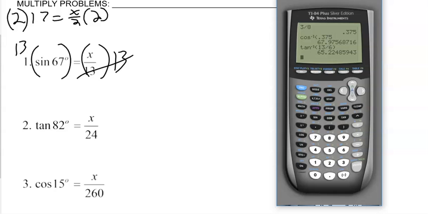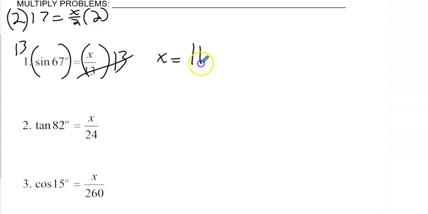And we can type that in our calculator. We can type in 13 times sine of 67. Or if you want, you can just do sine of 67 and get that answer and then multiply by 13. Same thing. So 11.97. Okay?